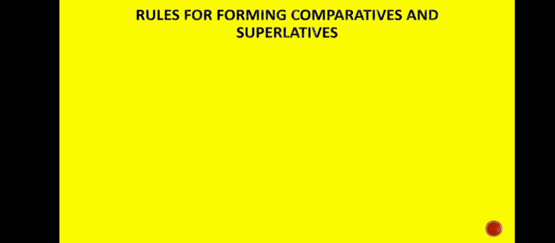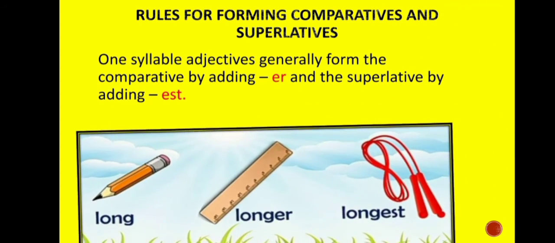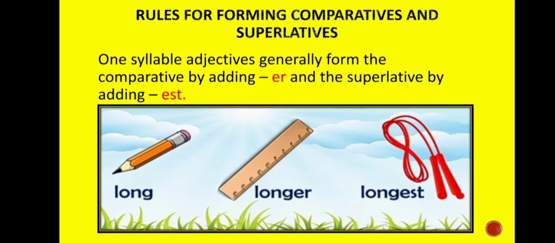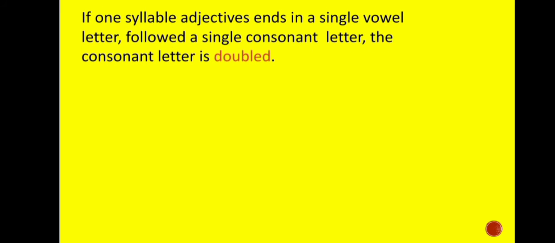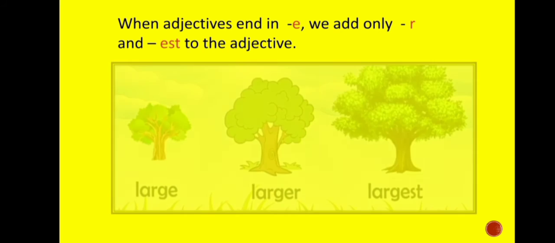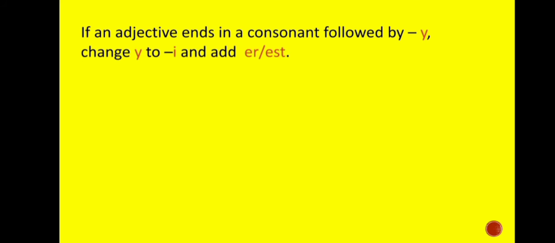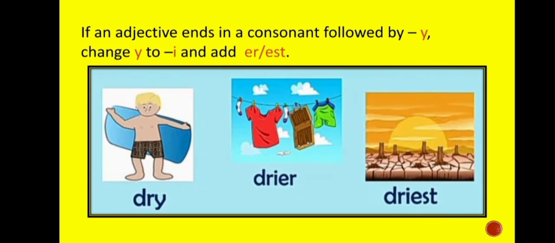Rules for forming comparatives and superlatives. One-syllable adjectives generally form the comparative by adding er and the superlative by adding est. If a one-syllable adjective ends in a single vowel letter followed by a single consonant letter, the consonant letter is doubled. When an adjective ends in e, we only add r and st to the adjective. If an adjective ends in a consonant followed by y, change y to i and add er or est.